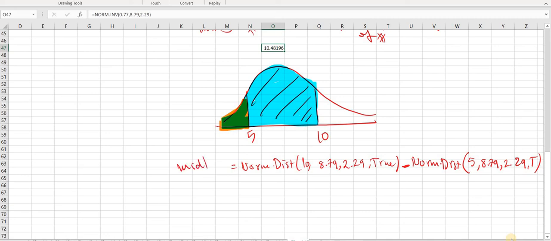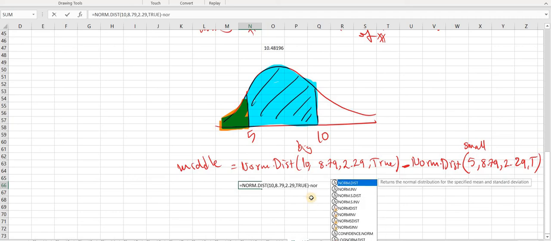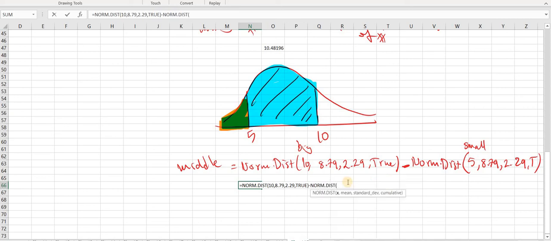So the area in the middle is always using these two. This is the big number and this is the small number. So NORM.DIST of 10, comma, the mean, comma, the standard deviation, comma, true, close the parentheses, minus NORM.DIST of 5, comma, the mean, comma, the standard deviation, comma, true. That is going to give me the area in between those two numbers, 5 and 10.